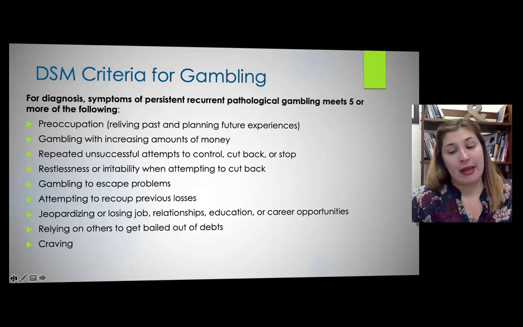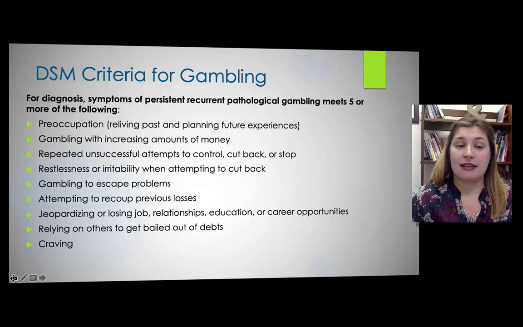Relying on others to get bailed out of debts. And then lastly, craving. So they have a craving for gambling. Individuals who meet these criteria will be given severity ratings based on mild, moderate, and severe, depending on how many criteria they meet. That's also similar to the substance use disorders.